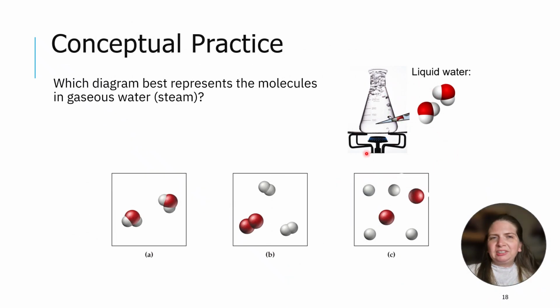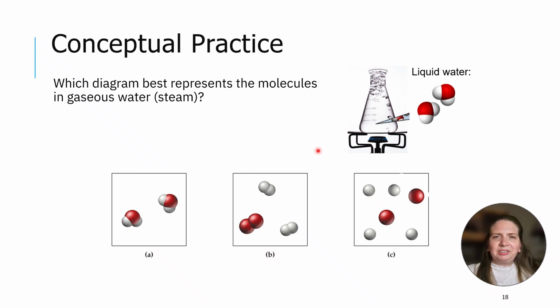This image shows us water boiling. Each water molecule consists of 1 oxygen atom, shown in red, and 2 hydrogen atoms, shown in white. This represents what water would look like at the molecular level. Which picture best represents water vapor?